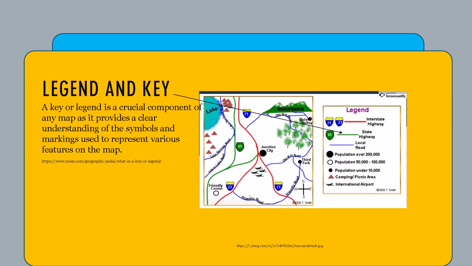Keys. A key or legend is a crucial component of any map, as it provides a clear understanding of the symbols and markings used to represent various features on a map. So an example of a legend and keys are given, the picture given. And for this example, we have an interstate highway, state highway, local roads with the symbols given. And this helps us locate places on a map.